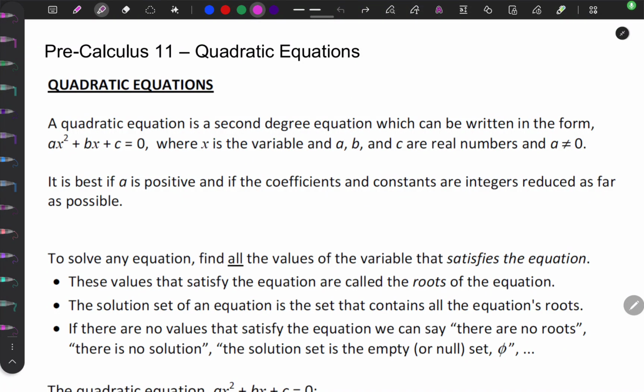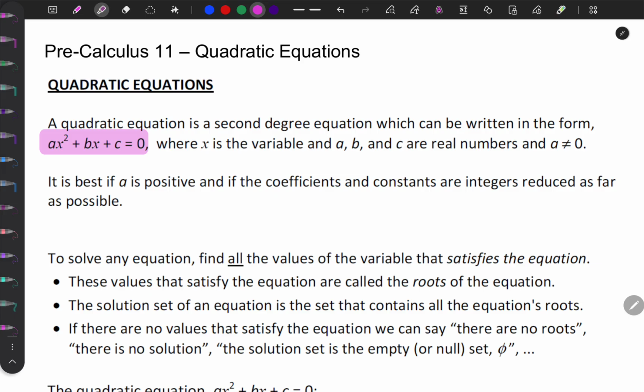Let's start with an introduction to quadratic equations. A quadratic equation is a second-degree equation which will be written in the form ax squared plus bx plus c equals 0, where x is our variable, and a, b, and c are coefficients and constants.